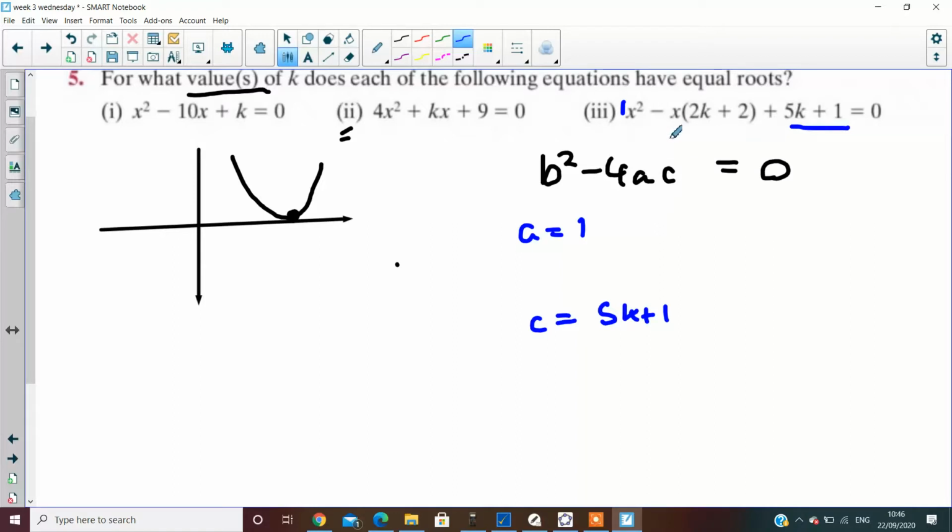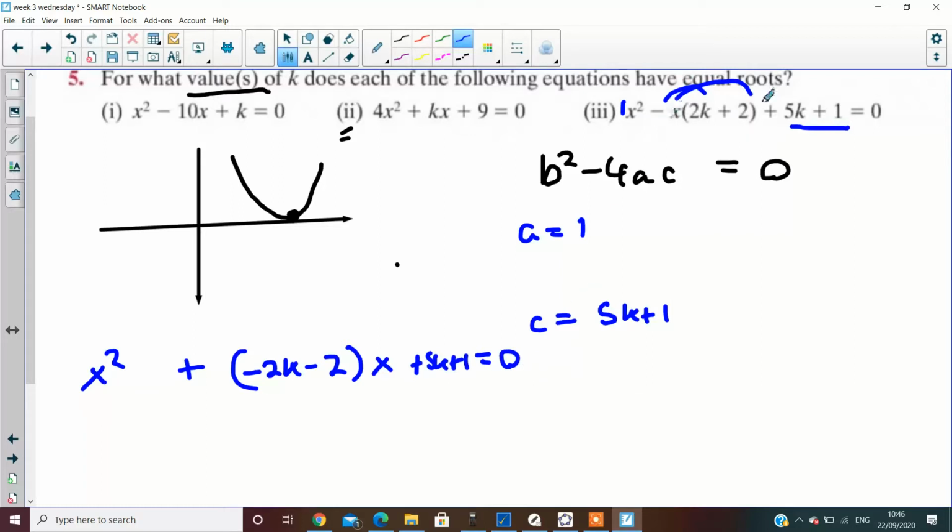Now, see the minus there? The minus causes hassle. So what I do is I'd multiply in the minus and I'd change it to this. I'd change it to minus 2k minus 2 inside a bracket and then the x behind it. So I'd actually rewrite the question like this. Is it the same? It is. I just multiplied in by the minus. So what's the b value? Minus 2k minus 2. I'm told they have equal roots. So what does that mean I'm allowed to do now?